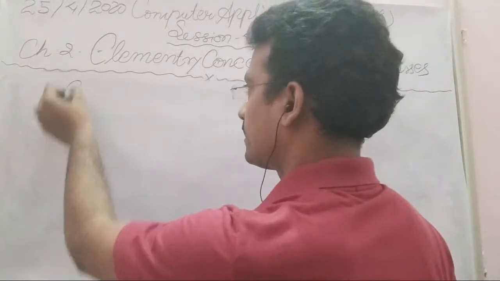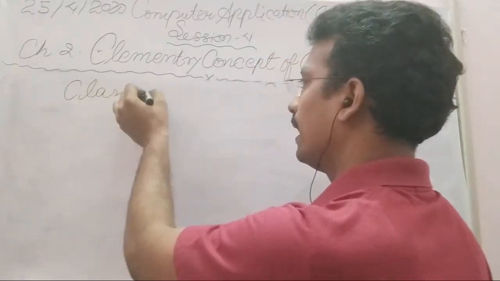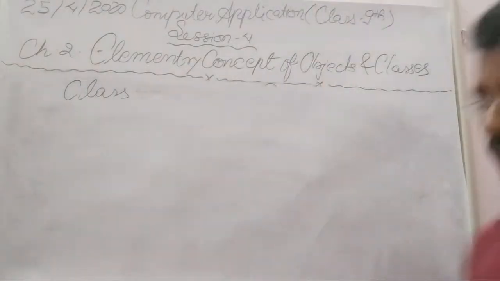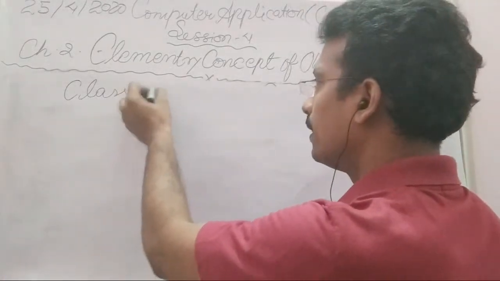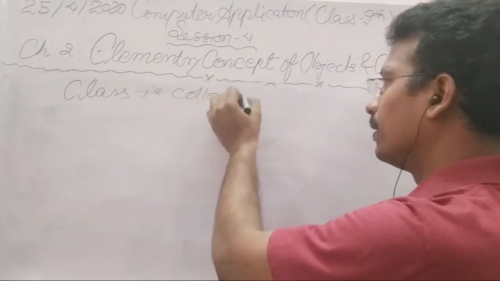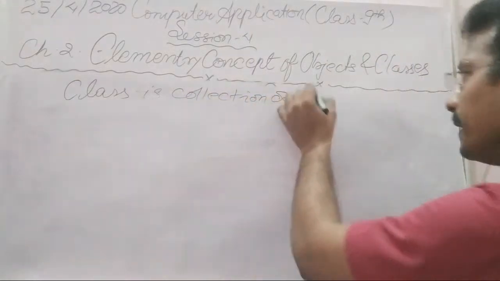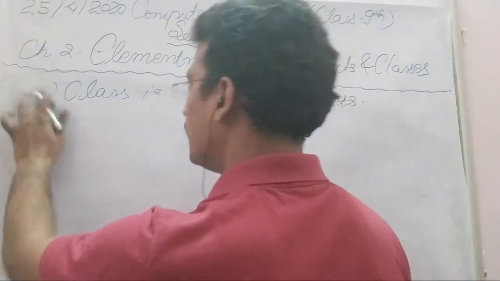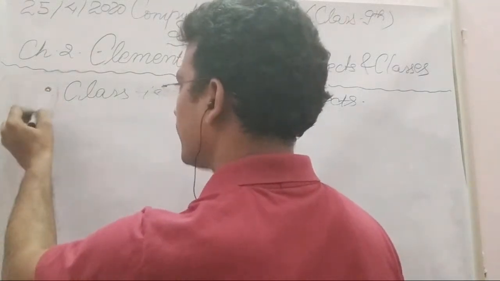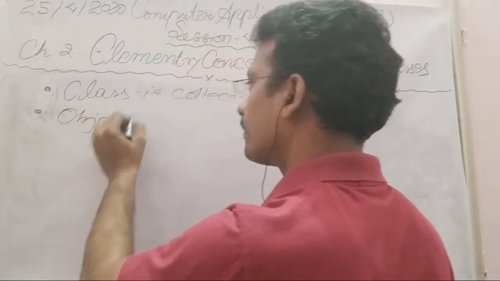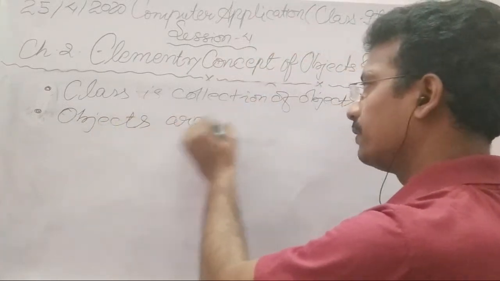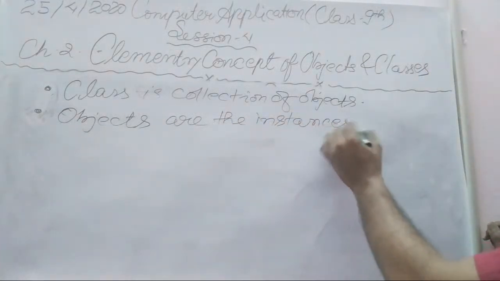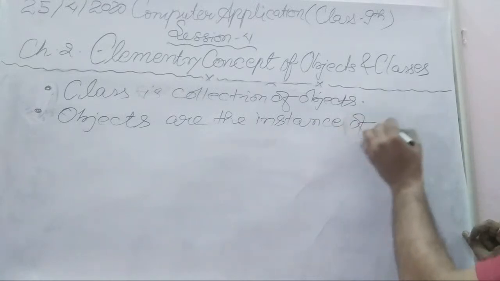Next feature of class: class is a collection of objects. This also we have seen in the last class as a definition. Next we will see objects are the instances of class.